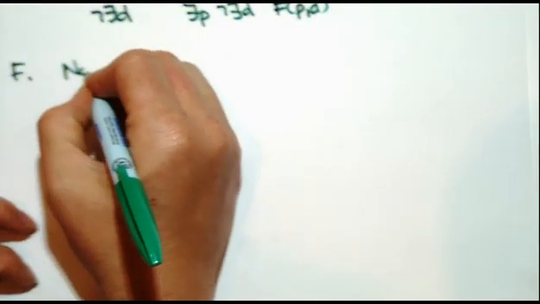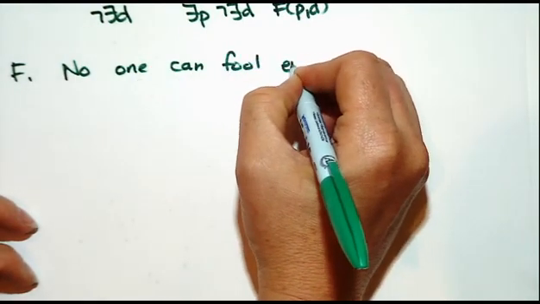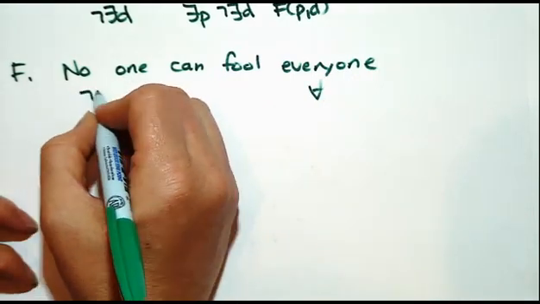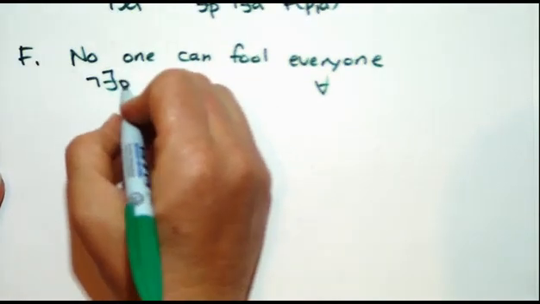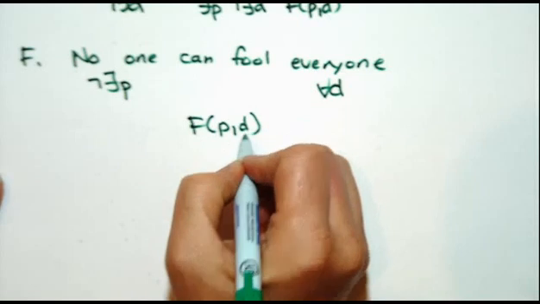Okay, we're going to do F now. F says no one can fool everyone. So we know that's a for all. We know that's a not there exists, right? Whoever's doing the fooling is going to be P. Who's being fooled is a D. Right, F of PD.